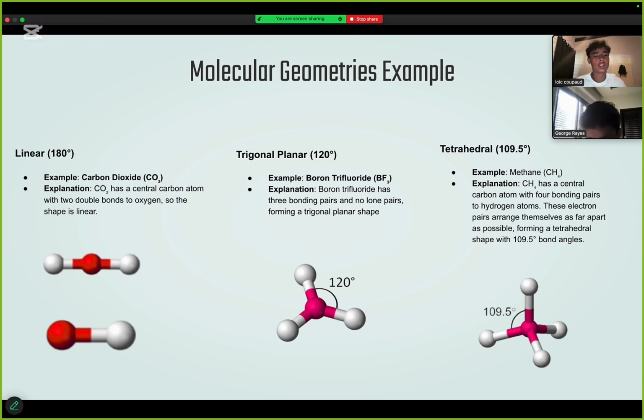Tetrahedral, 109.5 degrees. An example of this is methane, CH4. CH4 has a central carbon atom with 4 bonding pairs to hydrogen atoms. These electron pairs arrange themselves as far apart as possible, forming a tetrahedral shape with 109.5 degree bond angles, as you can see in the examples on the bottom.